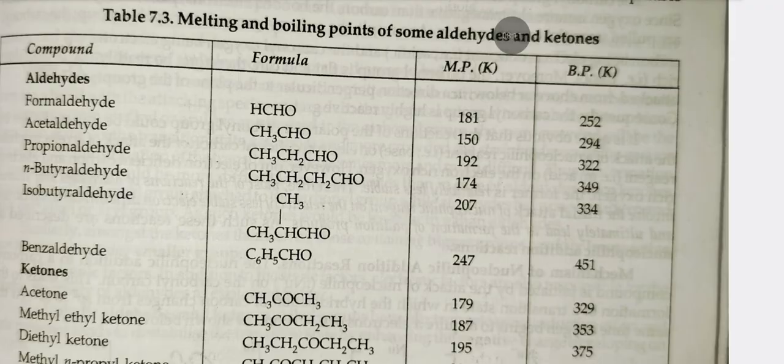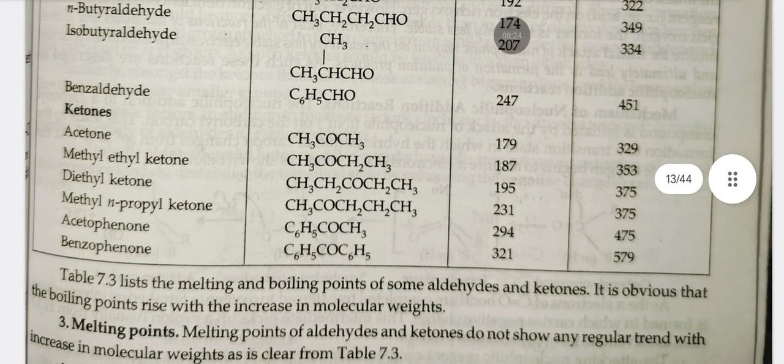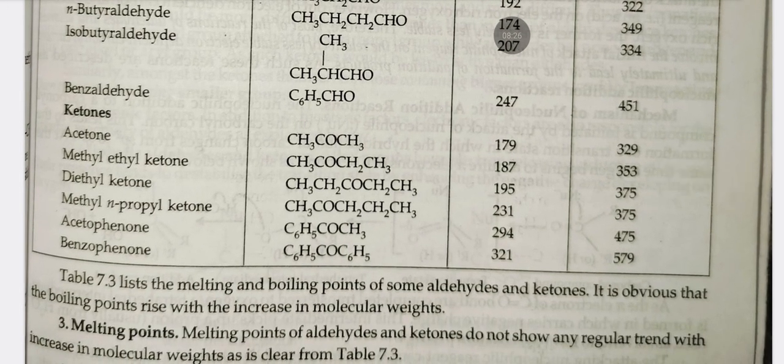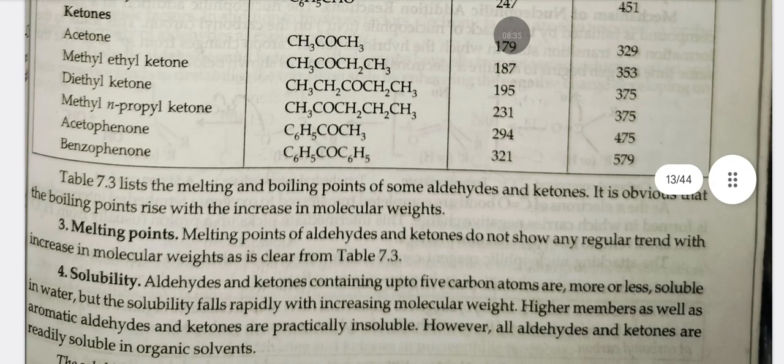For example, the compounds formaldehyde and acetaldehyde, with formulas HCHO and CH3CHO, have melting points in Kelvin of 181 and 150, and boiling points of 252 and 294. The ketones acetone and methyl ethyl ketone, CH3COCH3 and CH3COCH2CH3, have melting points of 179 and 187 and boiling points of 329 and 353.